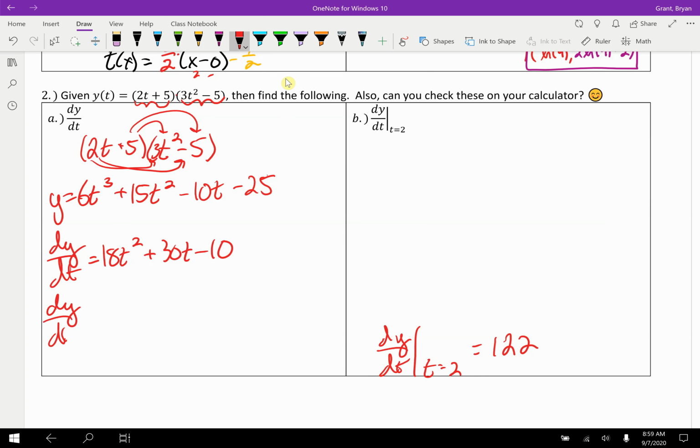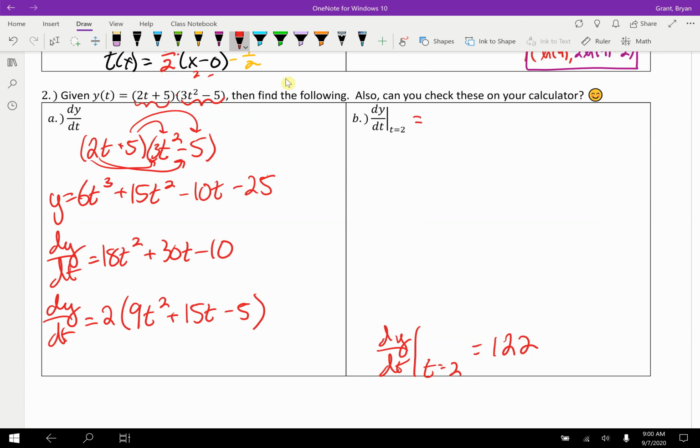You could say, well, we're going to be plugging something in, so let's maybe at least divide out a 2 from everything. This is 9t squared plus 15t minus 5. Maybe that's going to be easier when we evaluate at 2, right? Just dividing everything by 2. But let's get to it.